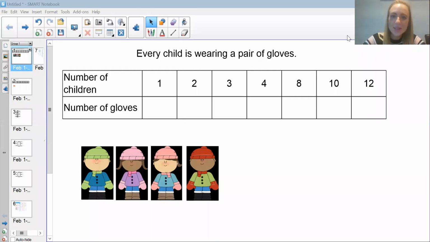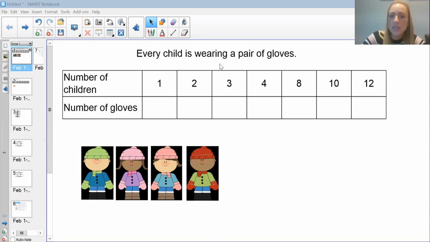Good morning. So today we have started algebra and we're going to look at how we can make rules and what rules mean and why in algebra the term rules is quite important. So let's have a look at this here.